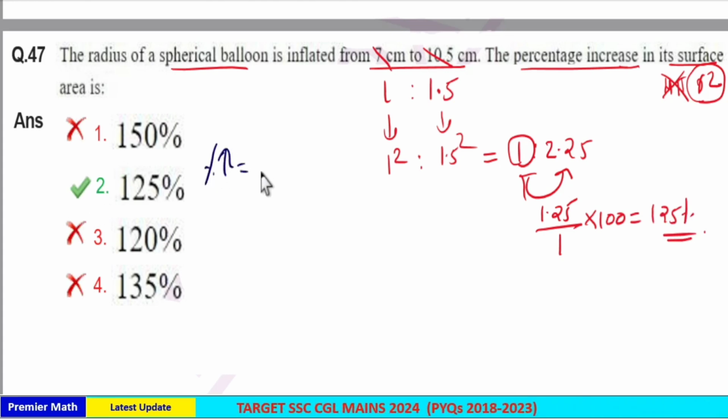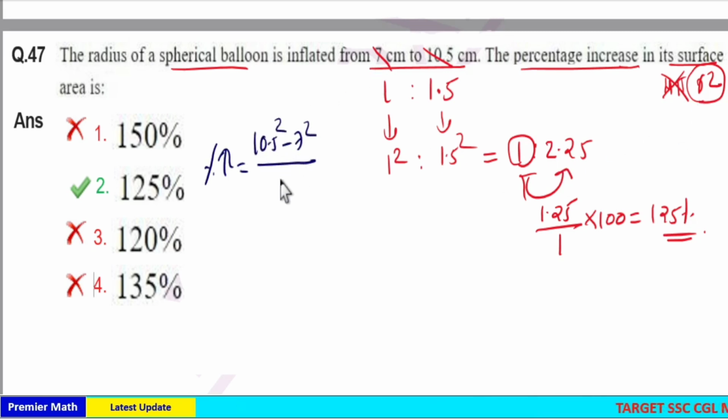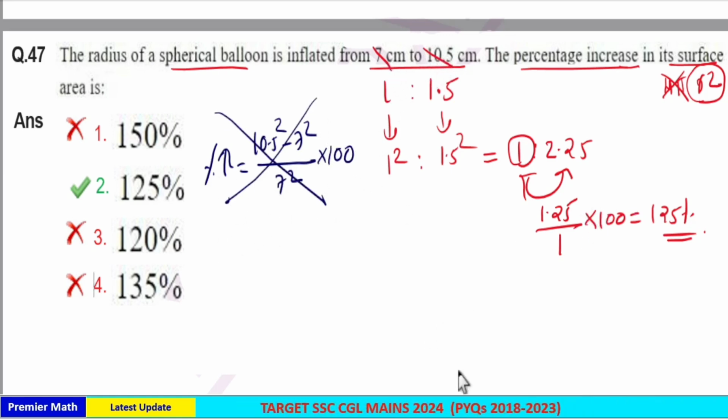Here percentage increment is equal to difference between radius, 10.5 square minus 7 square, upon initial radius 7. Here percentage increment depends on r square. That is, here final radius is 10.5, initial radius is 7. So r2 square minus r1 square upon r1 square into 100 is the percentage increment. But you don't need this method. If you take the ratio, that is enough.